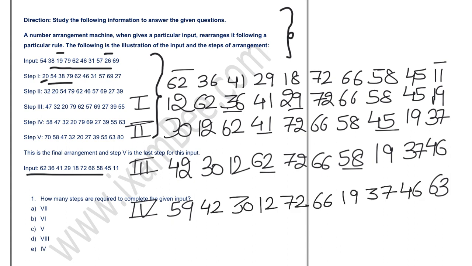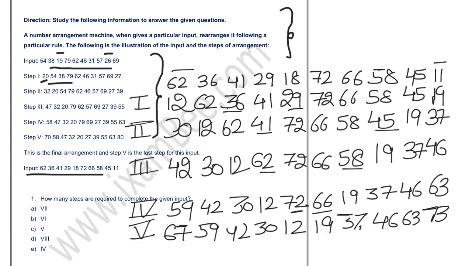And your remaining numbers are 66 and 72. So 66 will become 67 and your 72 will become 73, which will come at the extreme right end and all the numbers will remain as they are. So I'm writing all the numbers. So this is your last step. That means fifth is the last step. So the first question is how many steps are required to complete the given input? So the correct answer is option number C, that is 5 steps.